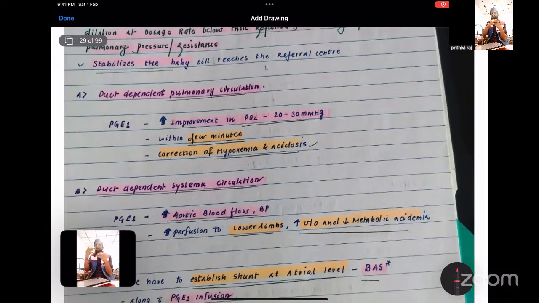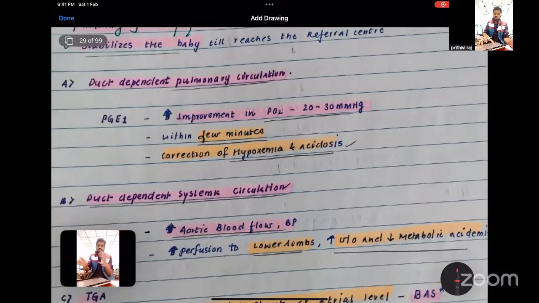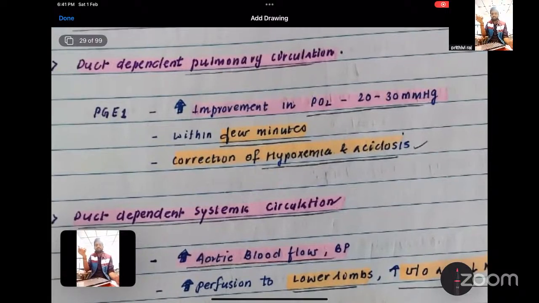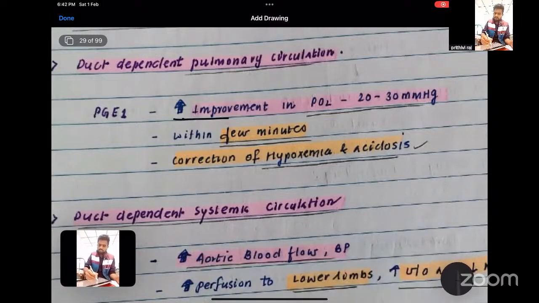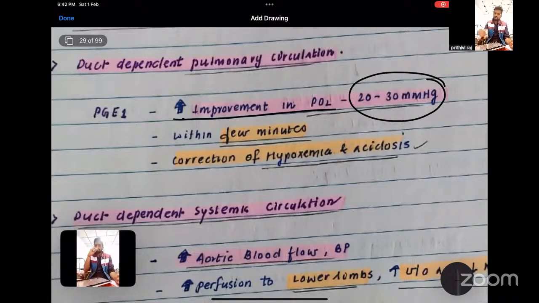So what happens when you give prostaglandin E1 to a person with a duct-dependent pulmonary circulation? When you are suspecting a duct-dependent pulmonary circulation, they will have intense cyanosis. After giving prostaglandin, what are the changes you will be seeing? One is an improvement in the PO2 by 20 to 30 mmHg. Within a few minutes of giving it, you have an improvement of PO2 from the baseline by 20 to 30 mmHg, and correction of hypoxemia and acidosis will happen if it's a duct-dependent pulmonary circulation.